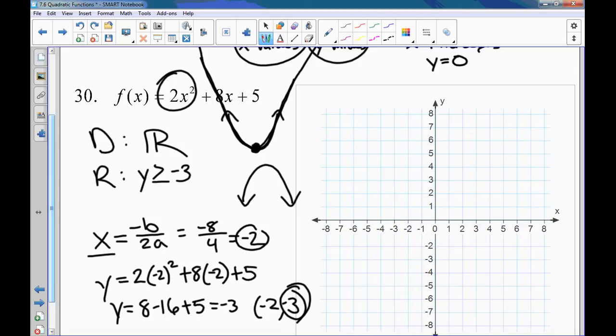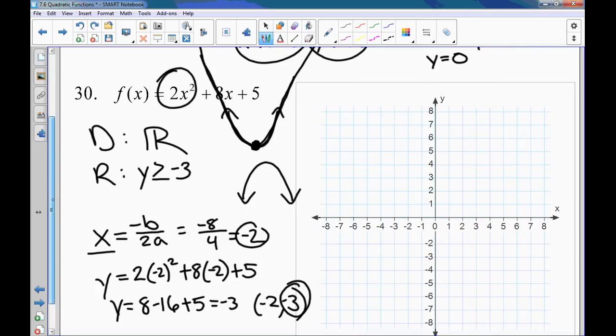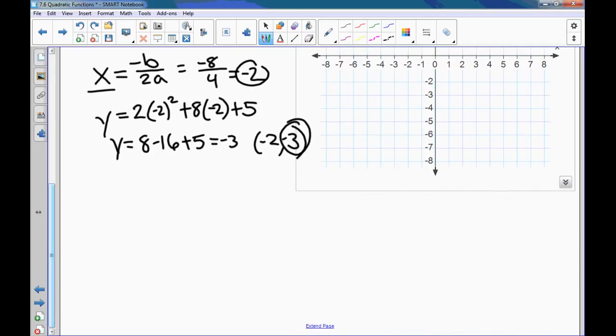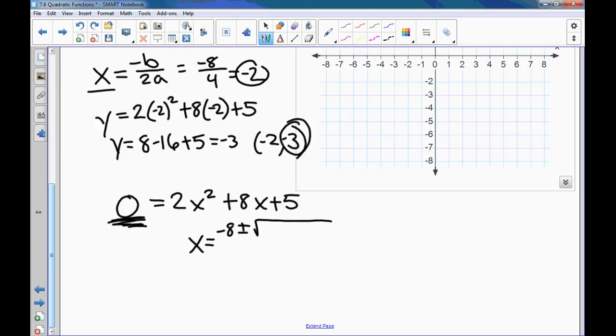Now, it's also asking for the zeros. It's asking for the x-intercepts. Well, that just takes some quick use of the quadratic formula. I need to figure out, when is the y value going to be 0? When is it going to cross the x-axis? And when it crosses the x-axis, the y value is 0. So let's check it out. X equals the opposite of b plus or minus the square root of b squared minus 4ac all over 2a.